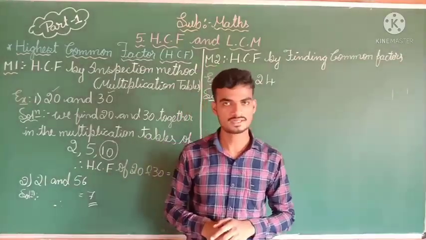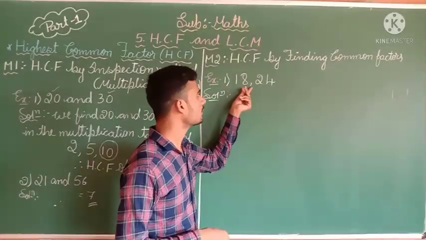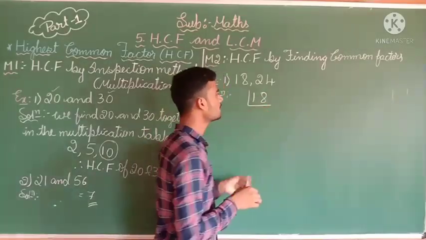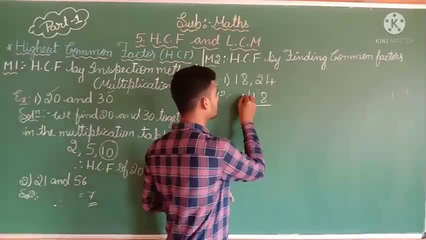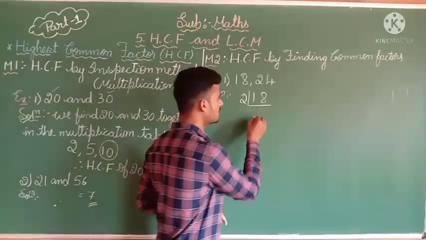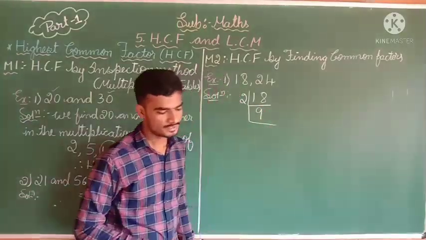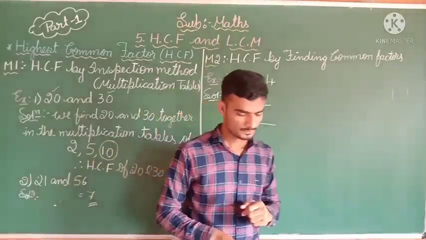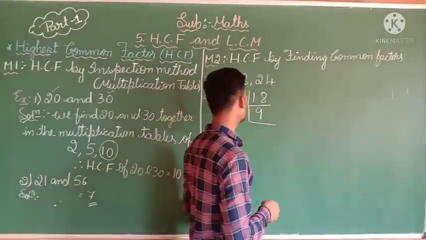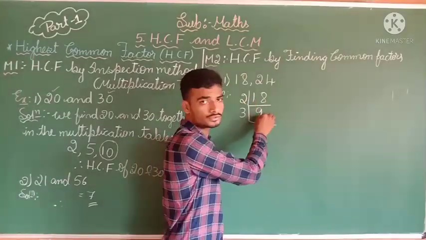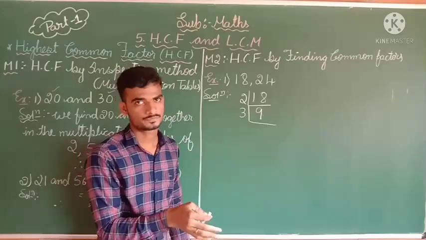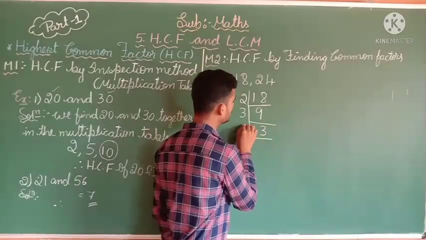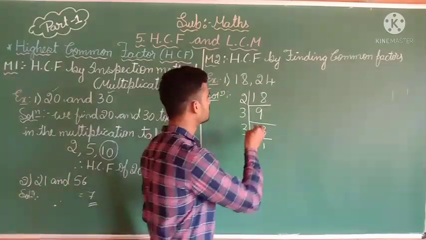You know how to find the factors, don't you? First we want to use the factorization method. For 18: 2 nines are 18. In the 2 table you will get 18, but 3 in the 2 table you will not get 9, so I am going to take 3, because 3 is a prime number. 3 threes are 9, then 3 ones are 3. This completes 18.